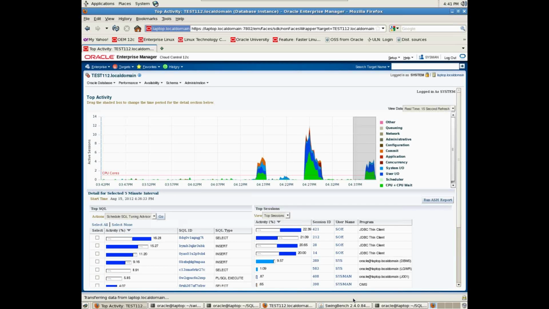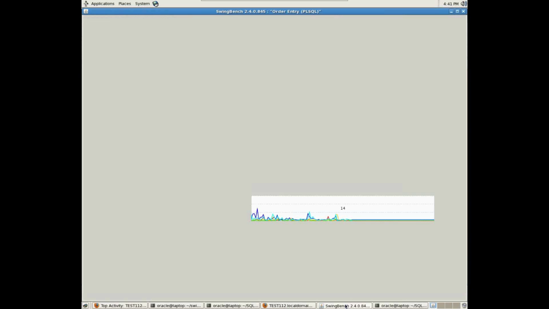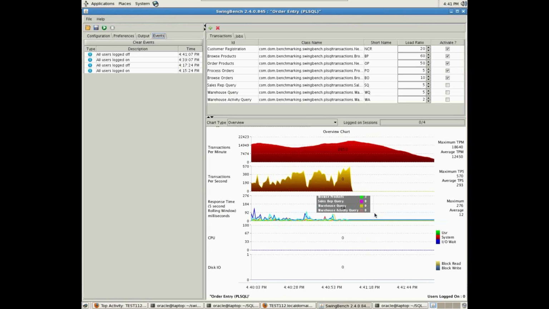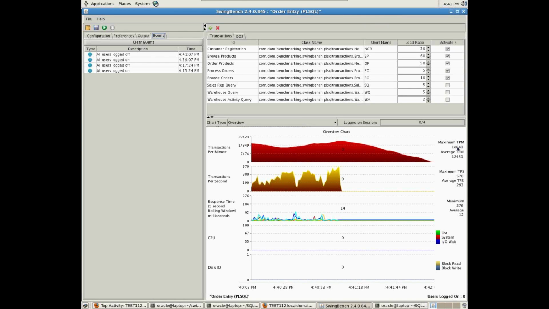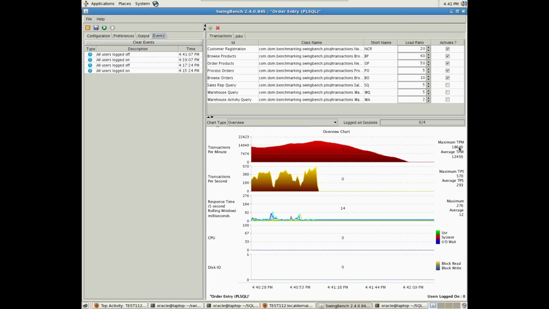So for example, what I mean by that is Swing Bench will show me that I've been able to hit 18,640 transactions per minute. Now, if I looked at the previous run, which I can't do now because of the way I've done the demo, the previous one would have showed a lower transactions per minute. It was something like 11,000 or something when I ran it previously when I was trying it out. So another monitoring tool could tell you that you've been able to process more workload.